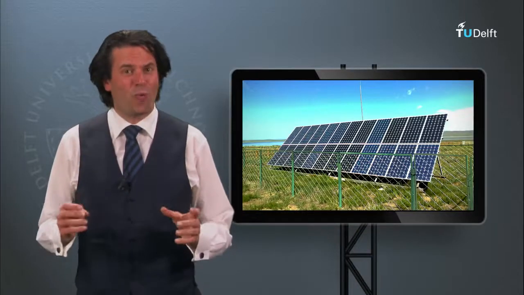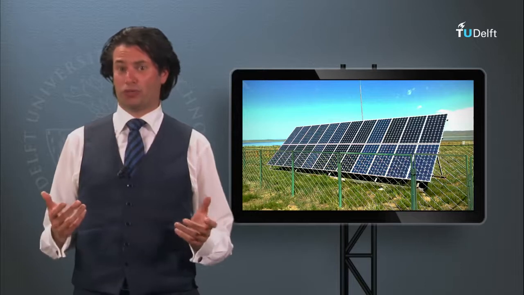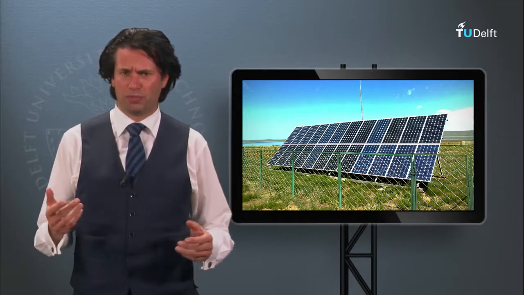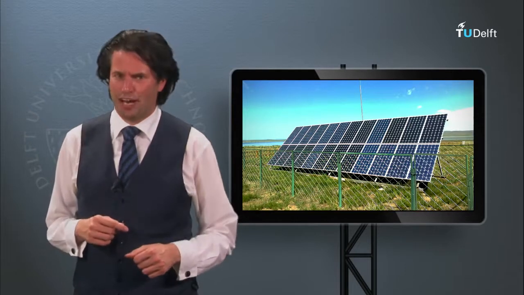We now know what a solar cell is. But how do we make a module out of solar cells? What is the performance of a solar module? These are questions I will answer in this final block.